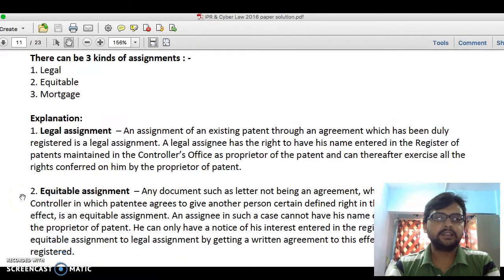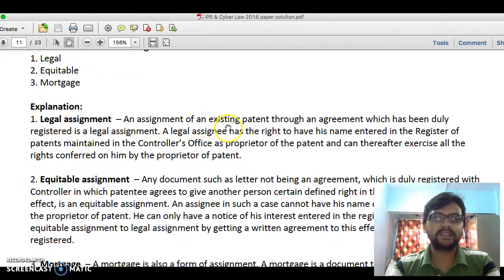Legal: here we are going to assign some rights, as you can see, over an existing patent through an agreement. So I can assign rights over my idea, that is my patented idea, to a second person. A legal assignee, the person to whom we assign rights over that particular patent, has the right to have his name entered in the register of patents.